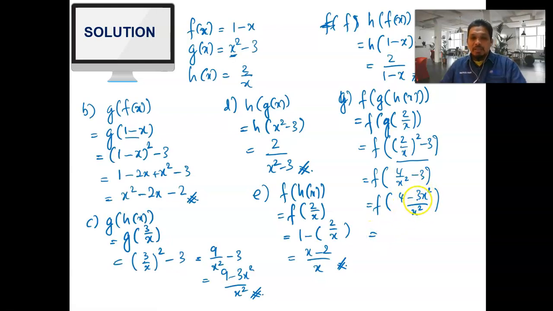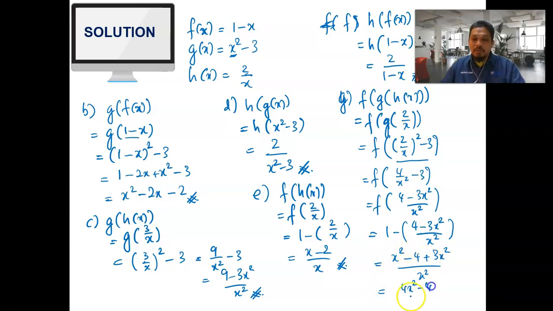Then substitute all this into x of the function f, which is 1 minus x. It is now 1 minus 4 minus 3x squared divided by x squared. Change this into the form of a fraction with denominator x squared divided by x squared. So now it becomes x squared minus 4, negative negative positive 3x squared, divided by x squared, or x squared plus 3x squared, 4x squared minus 4 divided by x squared. Any form is fine, as long as it is in the simplest format. For question H, you try by yourself.